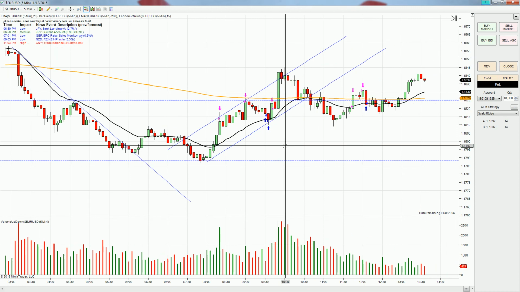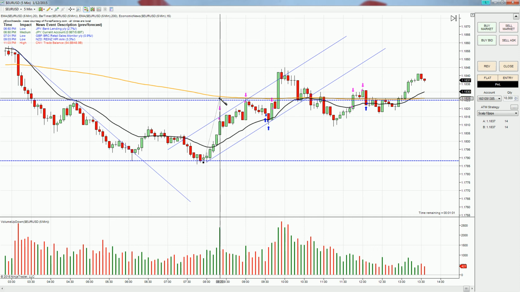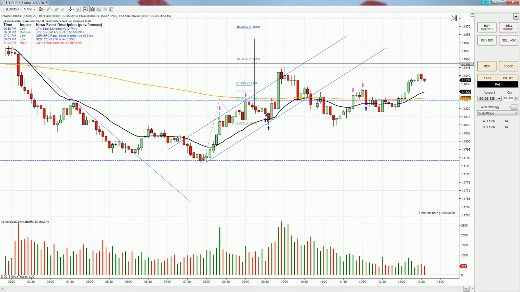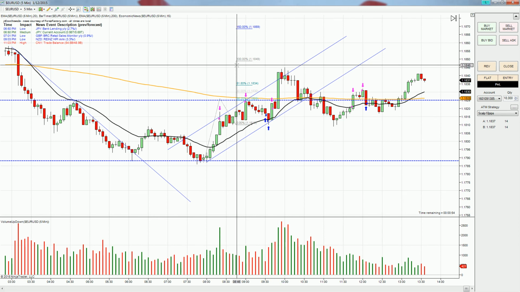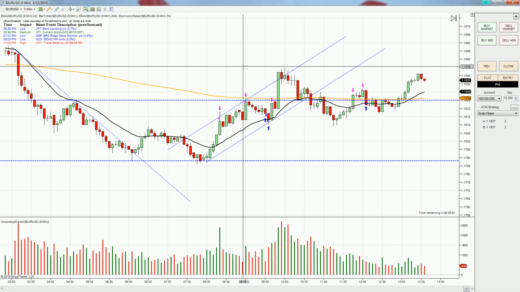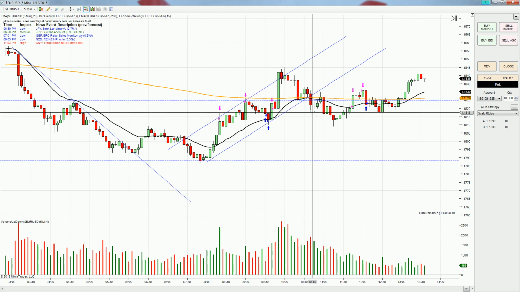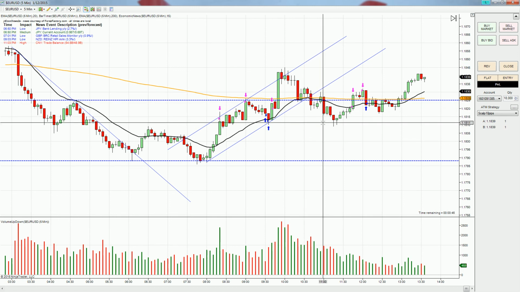Breaks up. I had that measured move drawn here at the time, and I was going to short at 49. I was looking to short here, but it never made it, so I did not get that trade. So it comes back down all the way to this support level here.